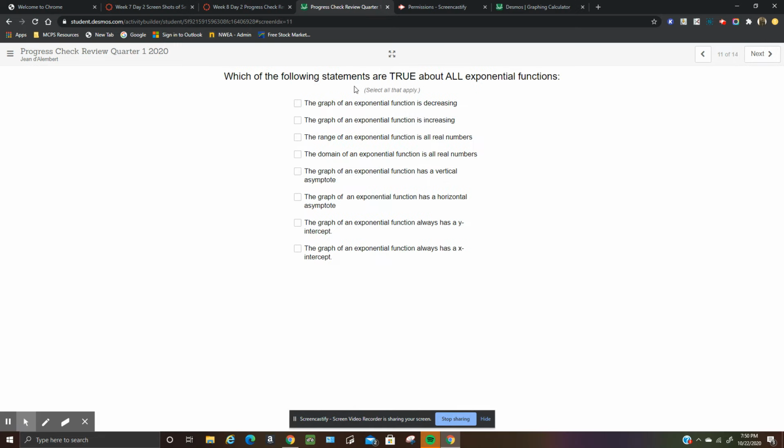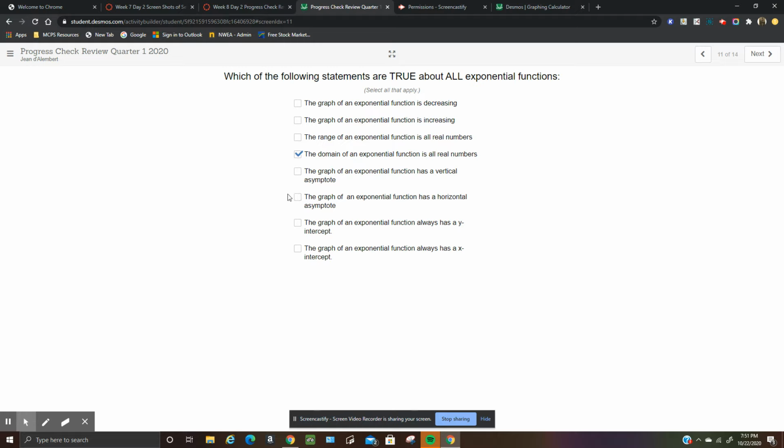Which of the following statements are true about all exponential graphs? So this is not always true. They can be increasing or decreasing. So I'm going to check that one. The range depends on where the asymptote is, so it's not going to be all real numbers. The domain's all real numbers. That's always true.